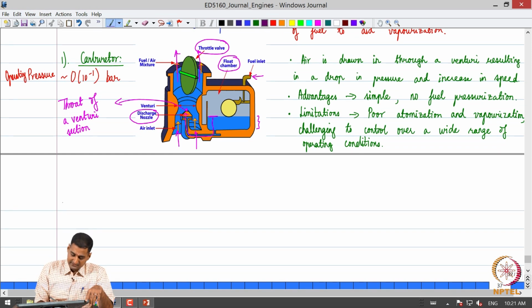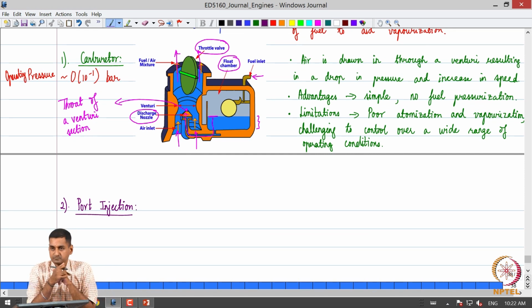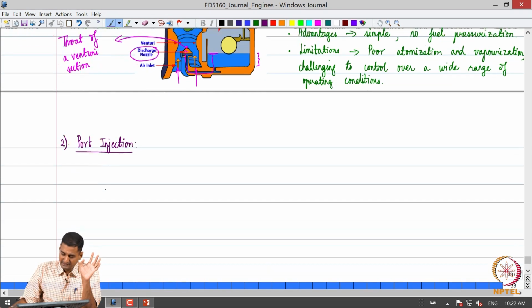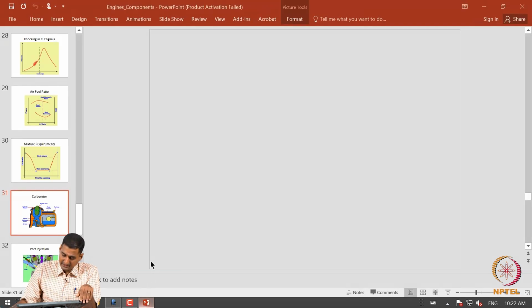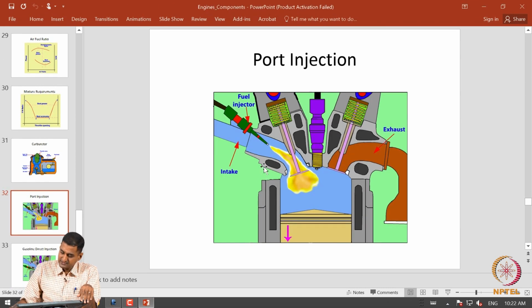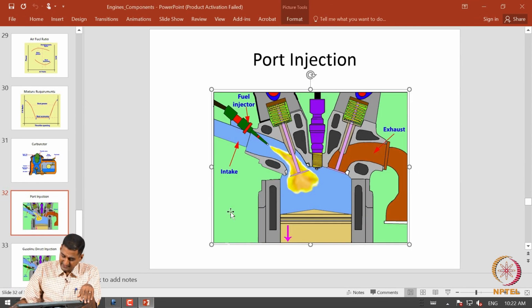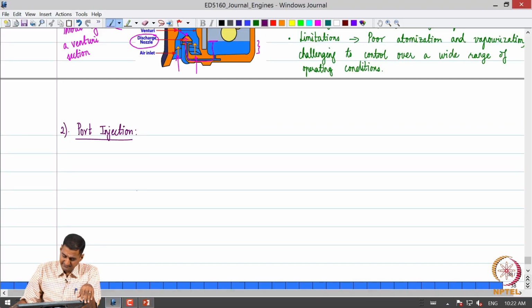So now what is the next option that is available? The next option that is available is what is called port injection, okay. So the first one is a simple carburetor, I hope it is clear. Now let us look at what is called port injection. So what happens in a port injection system?